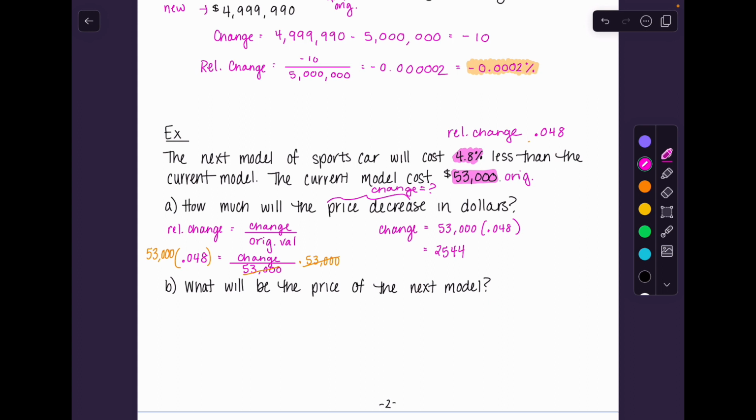Now that I know this is going to be my decrease, if I want to figure out the price of the next model, I take my starting value and I'm going to decrease it by $2,544. So I'm going to take my 53,000 and I'm going to subtract what my change is. So next year's model is somehow magically going down, and the cost of it would be $50,456. If it instead was a percentage increase, then you just add it, okay?